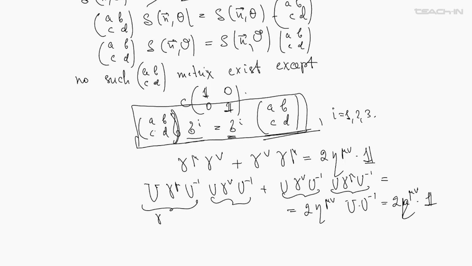Gamma mu prime plus gamma nu prime is equal to twice eta mu nu with the same metric. You see? And if the transformation is unitary, then I'm not changing the hermeticity property of these gammas. They have the same hermeticity property and the same Clifford algebra.